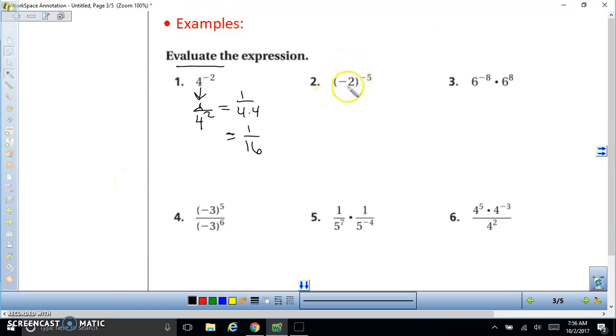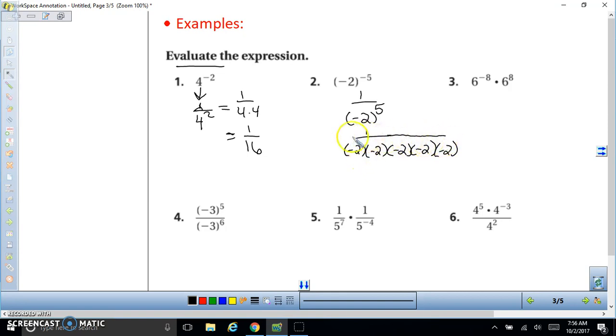Number 2, again, these both have integers, and so we're looking at 1 over negative 2 to the 5th. The exponent is what changes from a negative to a positive, and now we're going to do 1 over negative 2 times negative 2 times negative 2 times negative 2 times negative 2. 1, 2, 3, 4, 5 negative 2's.